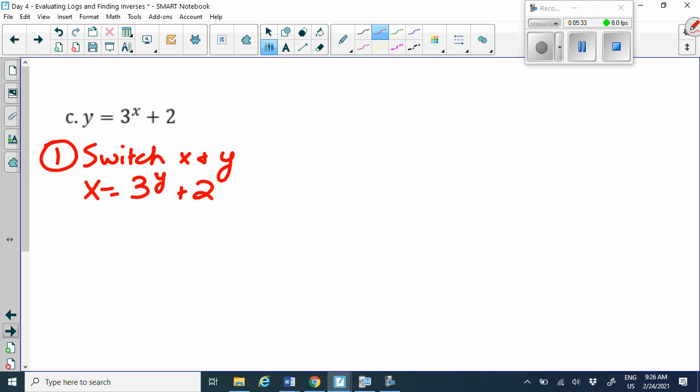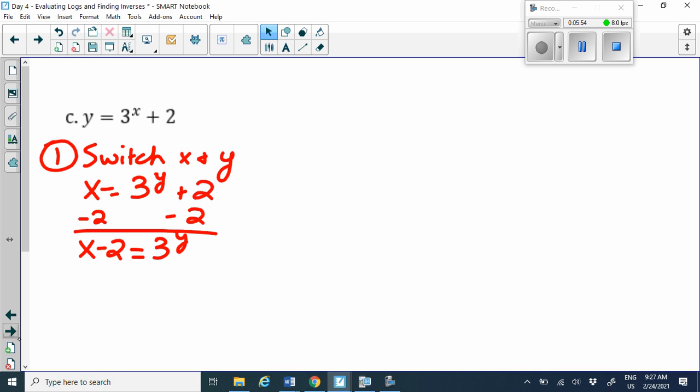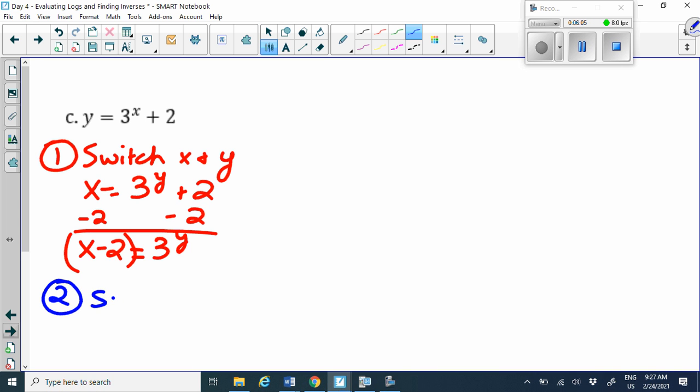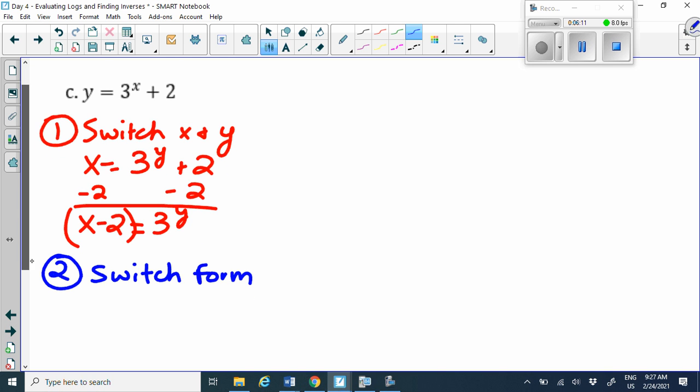Okay. Now, before we switch forms, notice we have this plus 2. We really always want to get our base, or the exponential, all by itself first if we can. So what I'm going to do next is actually subtract 2 from both sides. And so now I have x minus 2 equals 3 to the y power. Now, since my base, 3 to the y, is all by itself, now I can switch forms, okay? I'm going to put this x minus 2 in parentheses since you're going to see why I want to do that. So we switch forms, meaning we need to switch to logarithmic form, okay?